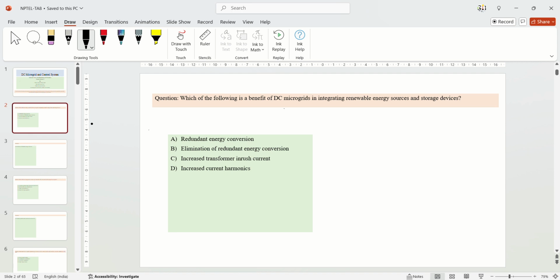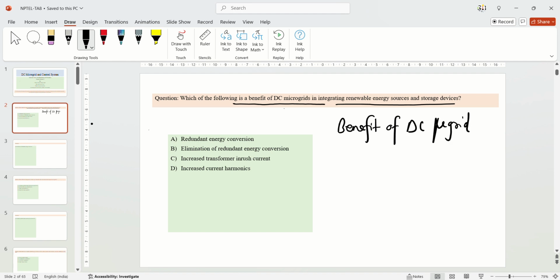The first question is related to the benefits of the DC microgrid in integrating RE sources and the storage devices. You have to tell me which is the benefit for the DC microgrid in integrating these RE sources and storage systems. Okay, I'm giving a few minutes to solve the question. Just let me know the answer.